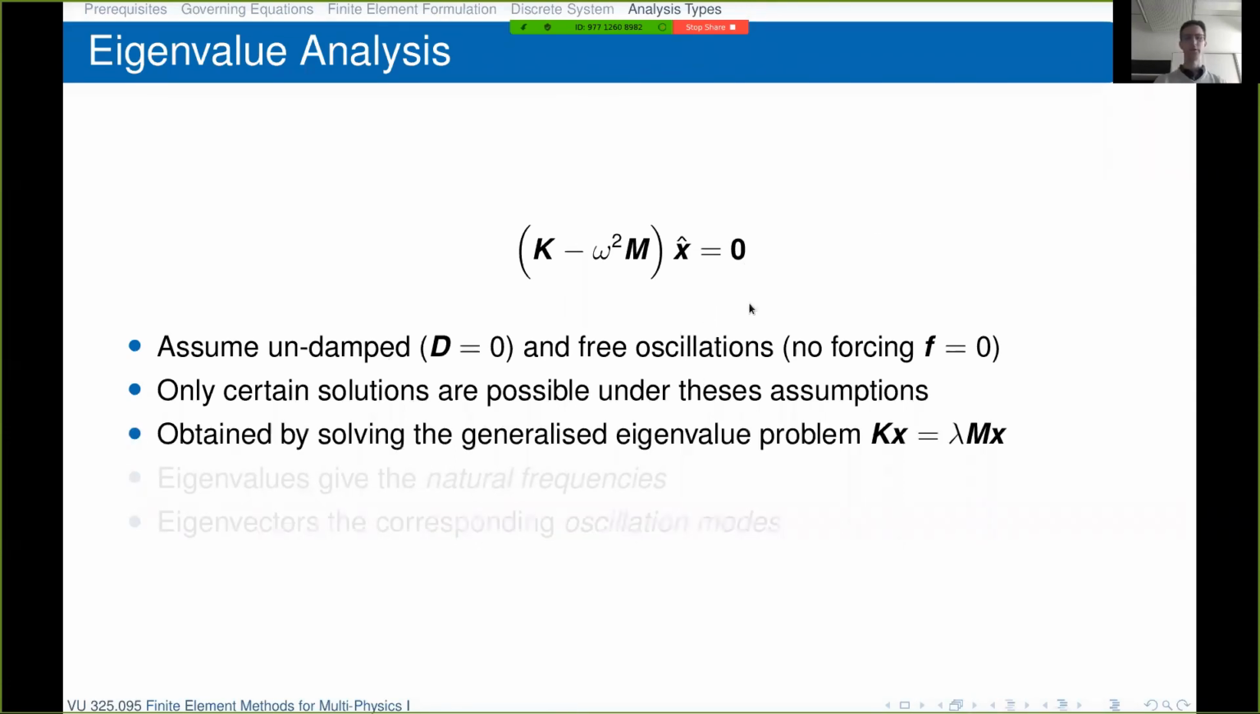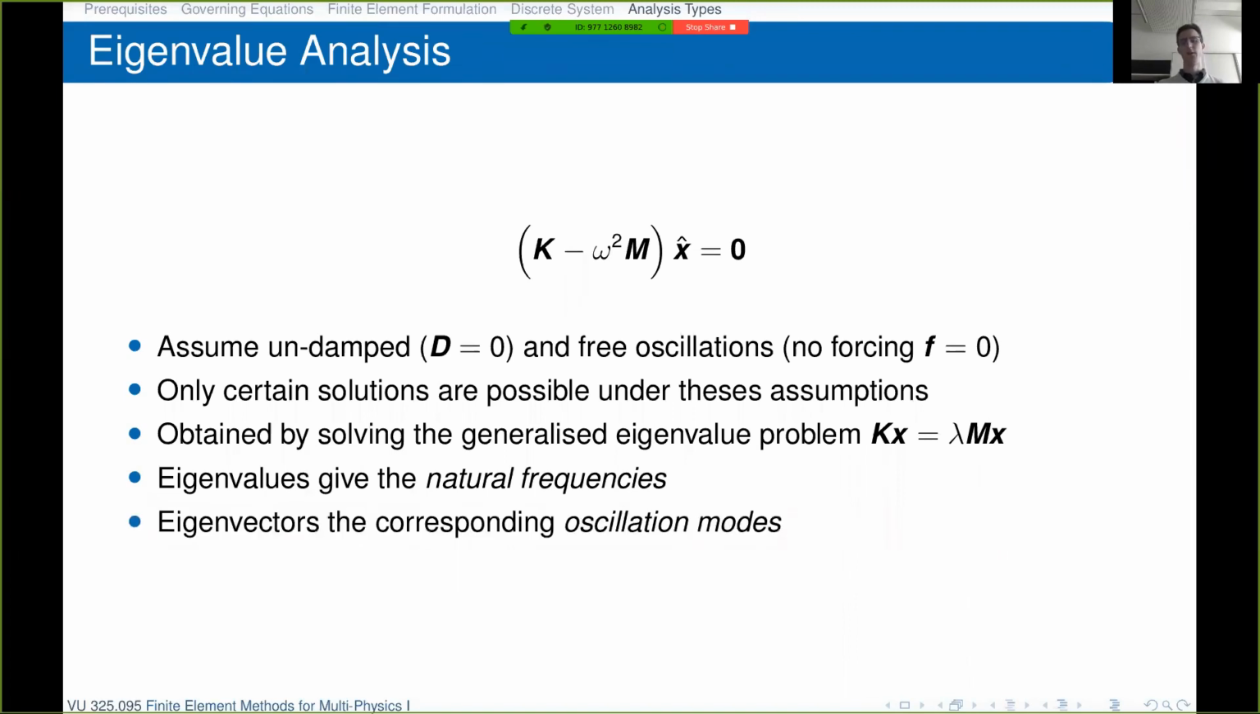So if we solve this generalized eigenvalue problem for the eigenvalues lambda corresponding to omega squared here, we will get the natural frequencies from the eigenvalues and corresponding oscillation mode shapes.